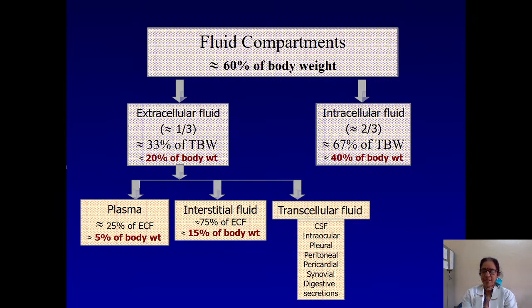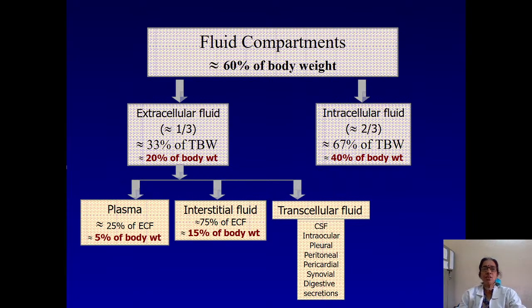Fluid is 60% of our body weight, that is the fluid compartment. Extracellular fluid is 1/3, that is 33% of our total body water. Intracellular fluid is 2/3, that is 67% of total body water. But when you look at the body weight, 60% of the body weight is the fluid compartment. So extracellular fluid constitutes about 20% of the body weight. Intracellular fluid constitutes about 40% of the body weight. That is in relation to the body weight.